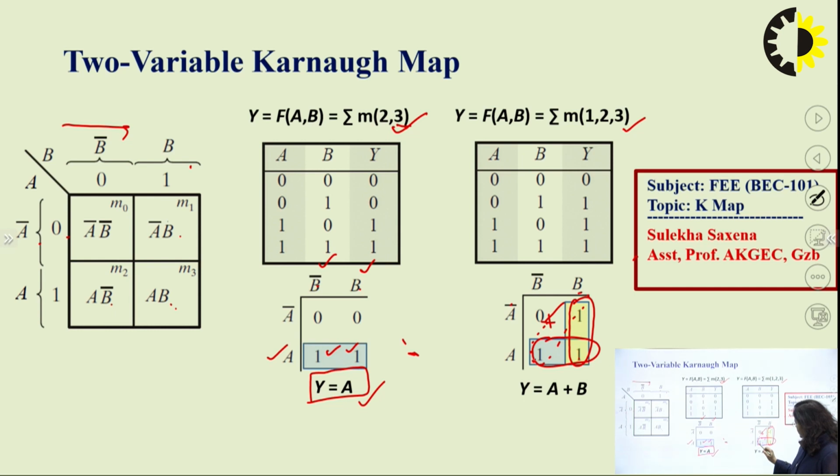Now, again for horizontal group we check from the left side, it is A, from top B and B bar will be cancelled out. So A, and from the vertical group A and A bar will be cancelled out, and from the top side it is B. So A plus B is the reduced expression.